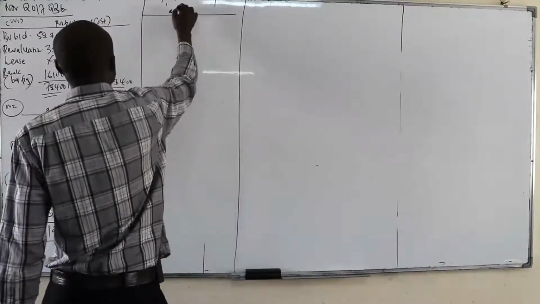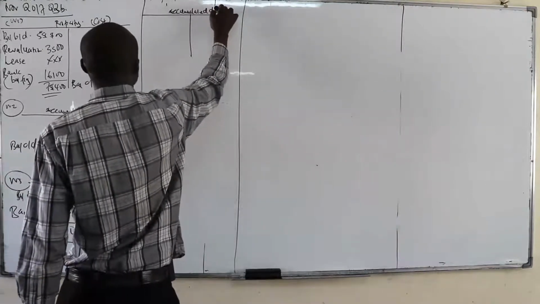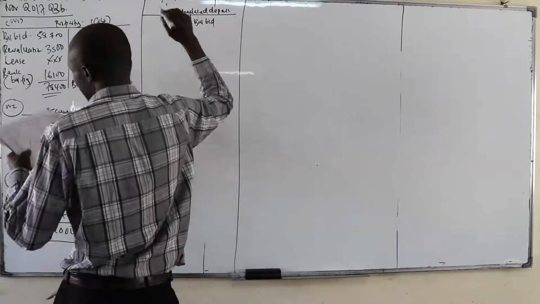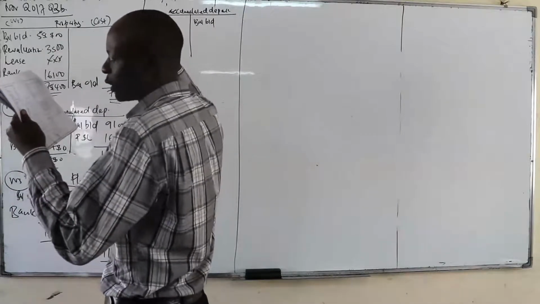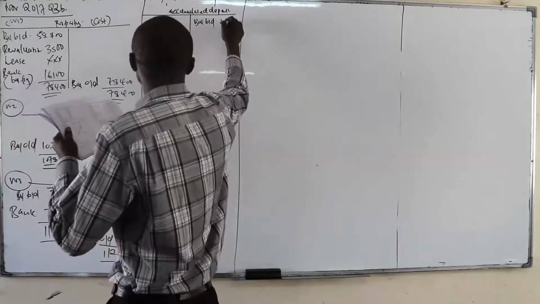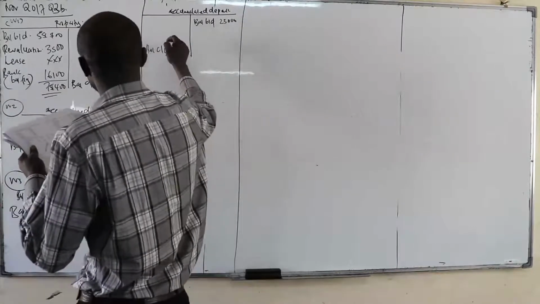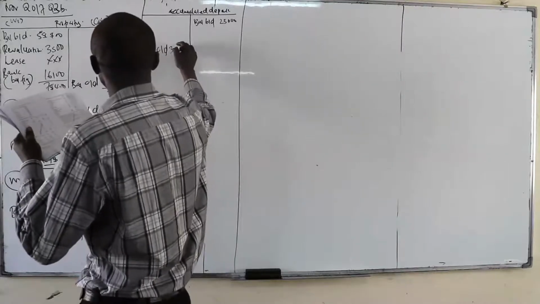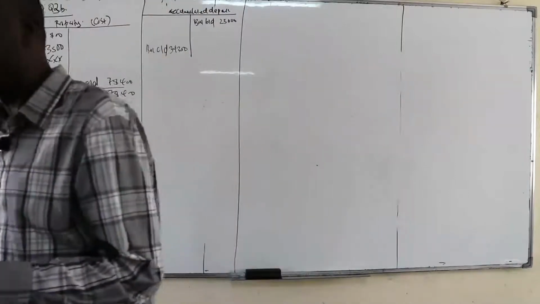So we have the accumulated depreciation account. The balance brought down for accumulated depreciation for plant is 23,000. Can you see it? The closing balance for depreciation is how much? 34,300. Are you able to see those two figures, isn't it?